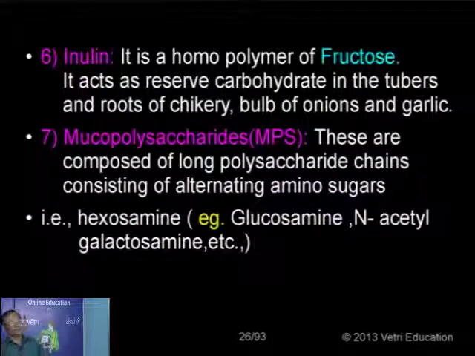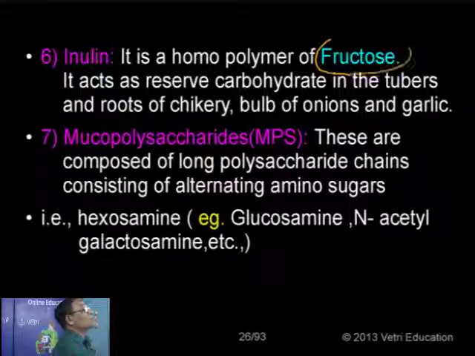Now inulin. This is also another polysaccharide. So unlike starch, cellulose and glycogen, here the monomer is fructose, but it is also a homopolymer made up of similar units. So in starch, cellulose and glycogen, the unit is glucose. But in the case of inulin, it is again a homopolymer similar to starch and glycogen, but the unit is different. It is formed of many monomers of fructose.